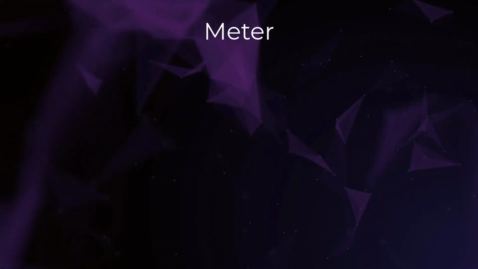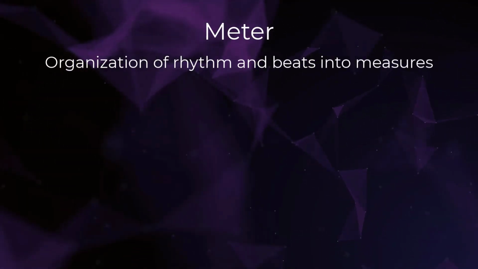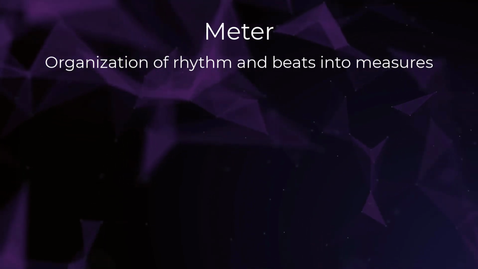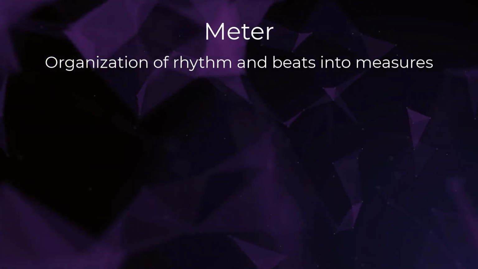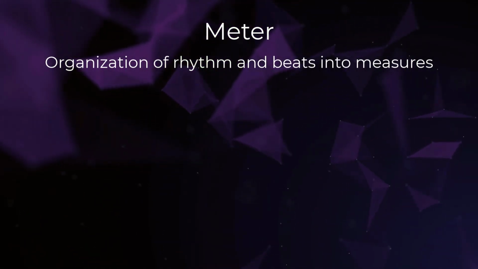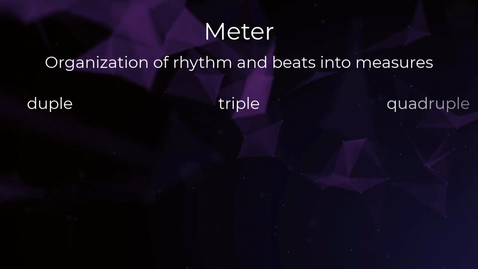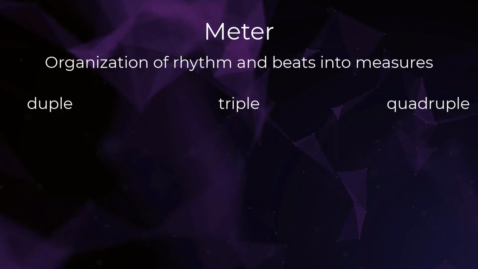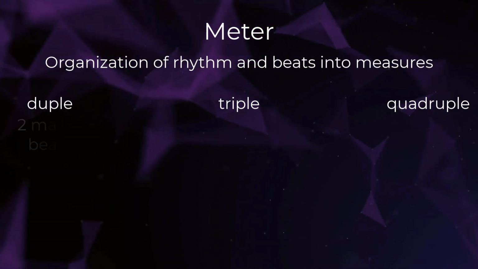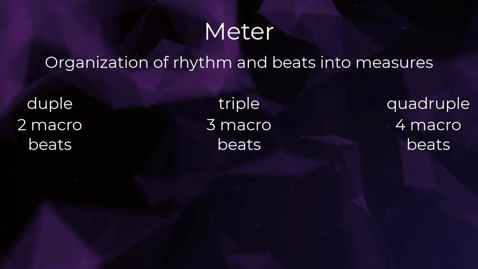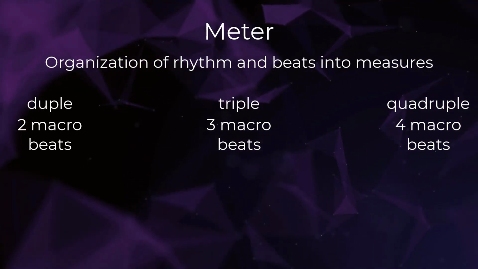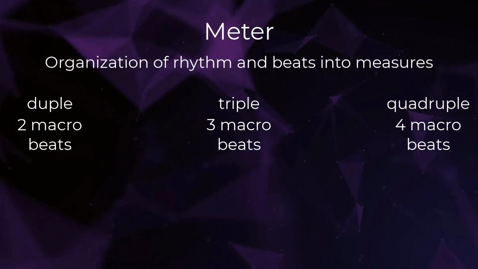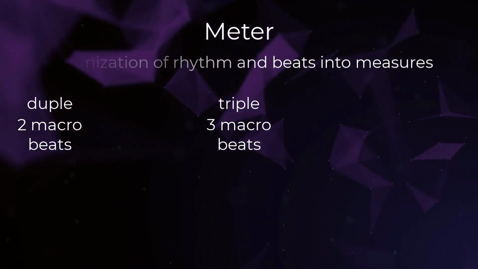Meter is defined as the organization of rhythm and beats into measures. There are several different ways to categorize meter, but for now, let's look at duple, triple, and quadruple. These classifications take the large beat, or macro beat, and divide them into two, three, and four respectively. There is only one possible question that will ask you to include quadruple as a possibility.